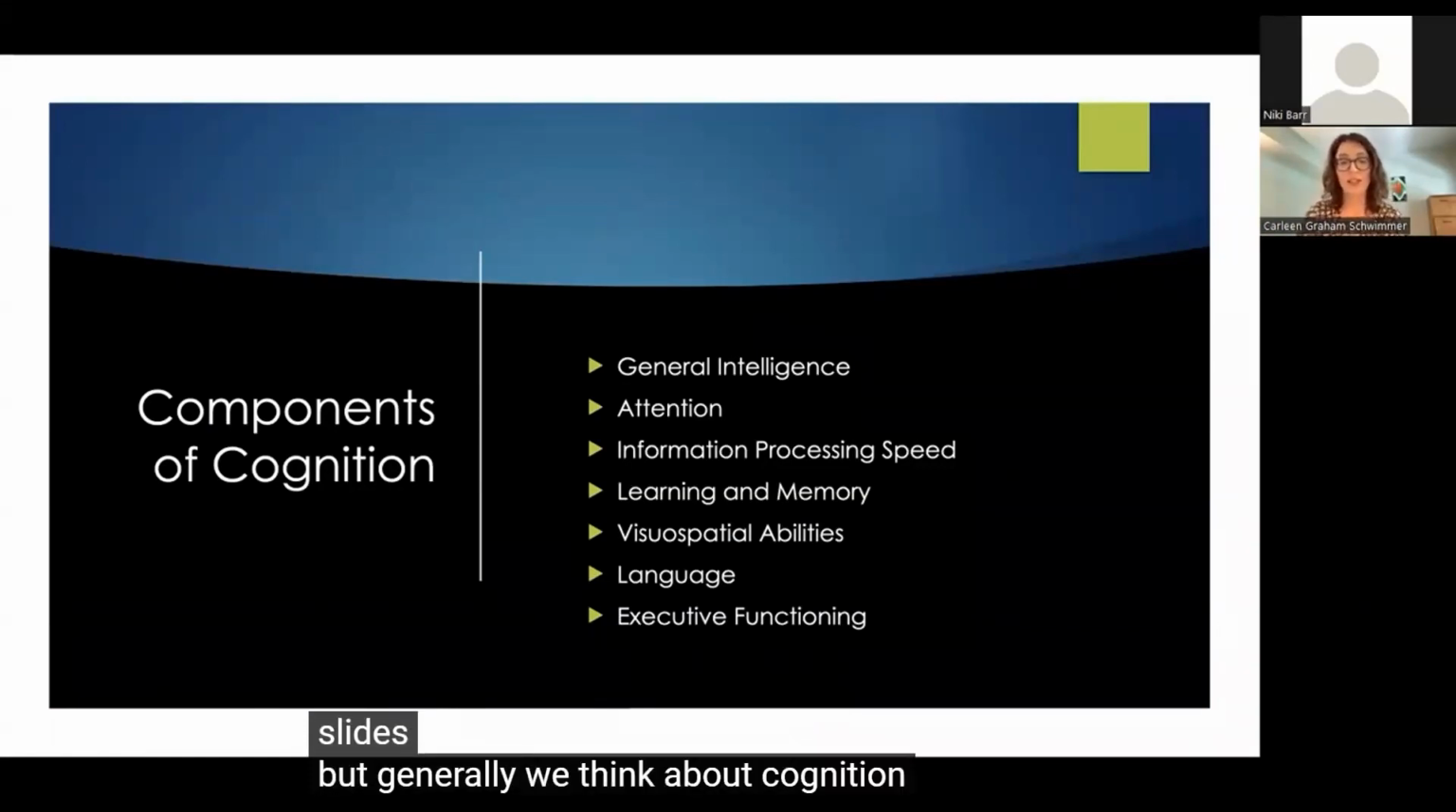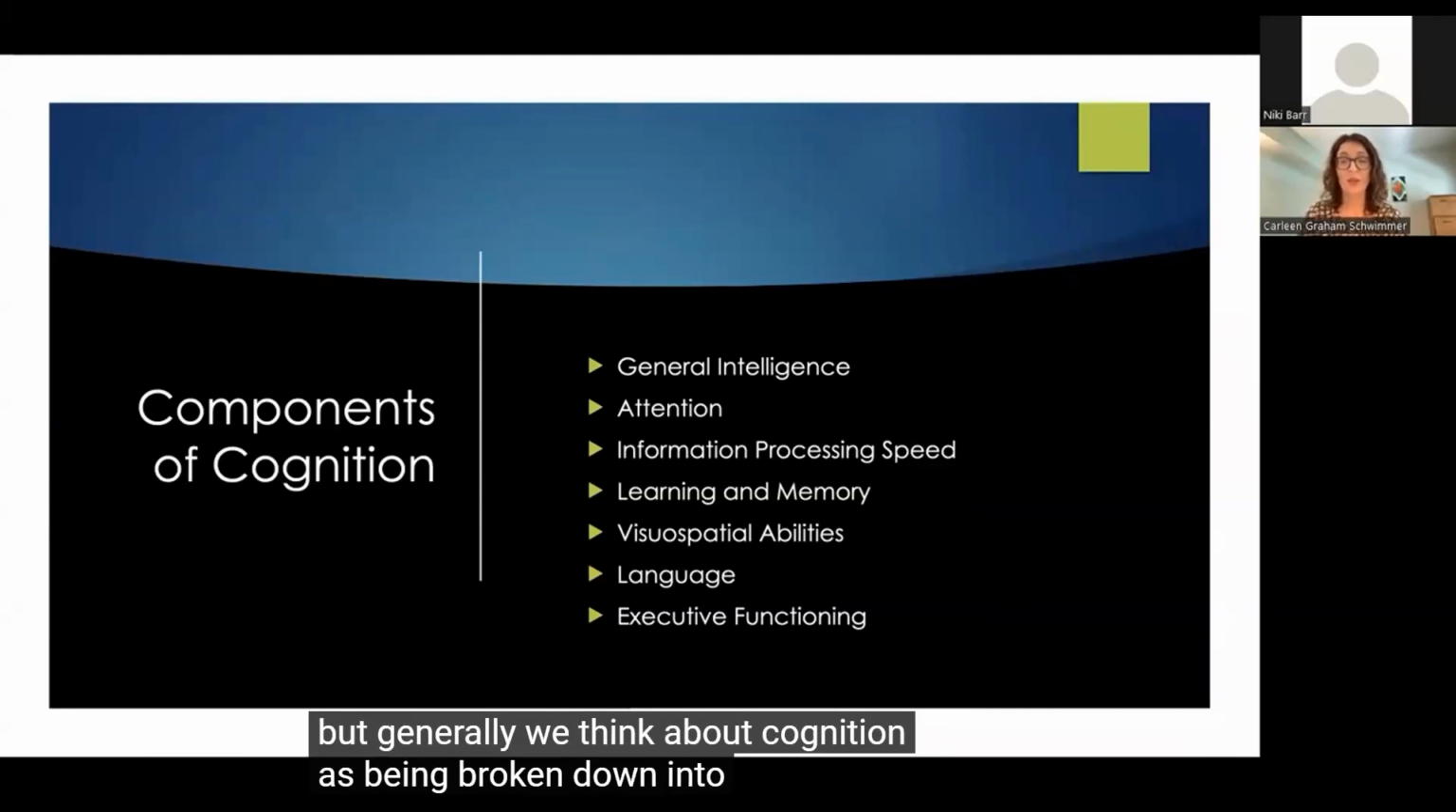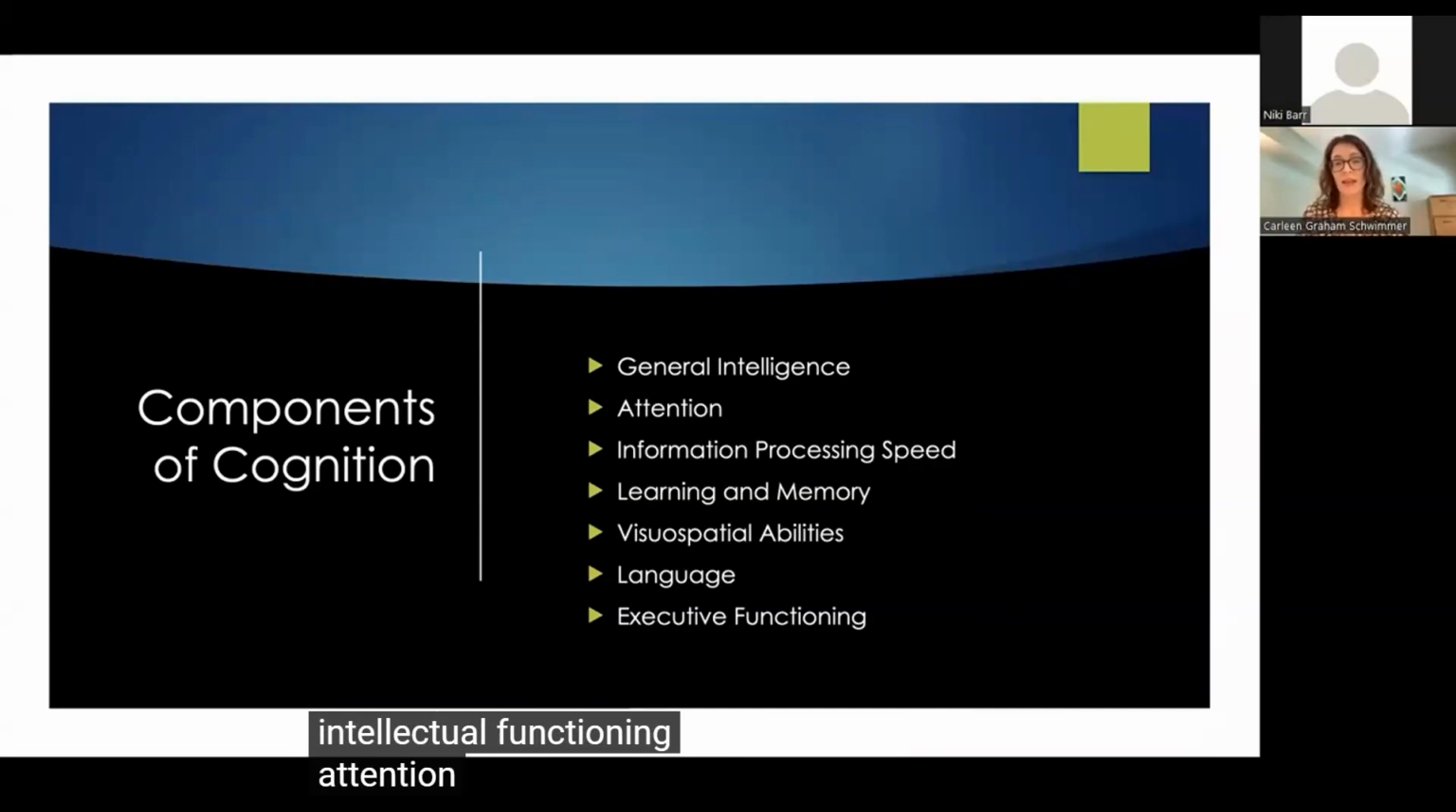But generally, we think about cognition as being broken down into intellectual functioning, attention, information processing speed, learning and memory, visuospatial abilities, language abilities, and executive functioning.